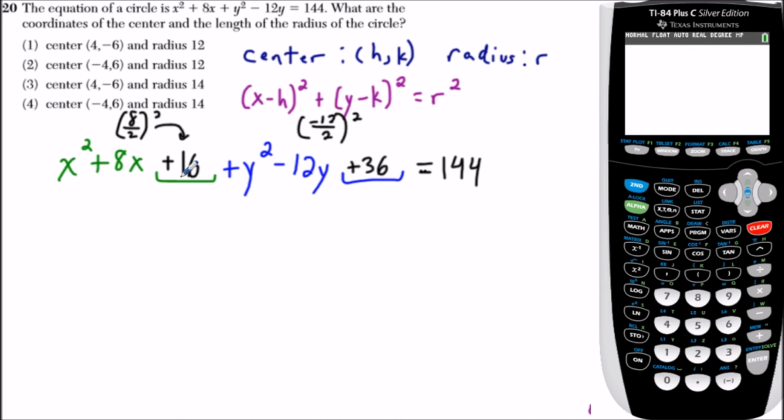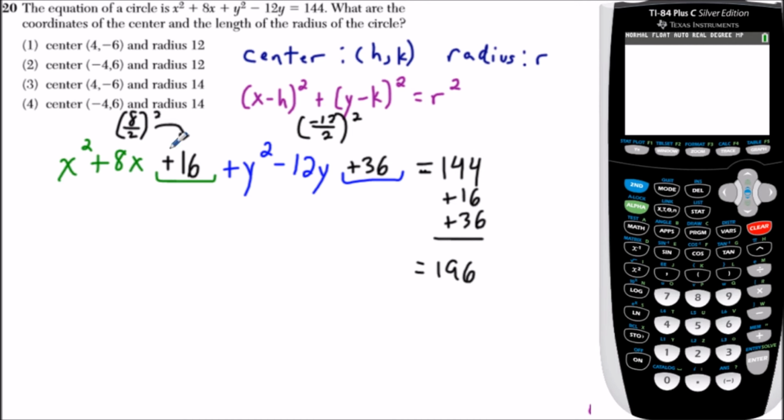But remember the golden rule of algebra: whatever I add to the left side of the equation, I have to do the exact same thing to the right side of the equation. So we're going to do plus 16, and we're going to do plus 36, because we can't just introduce numbers to one side and not the other. So then if we simplify this, this is 52 plus 144, which is 196. And now this will factor nicely.